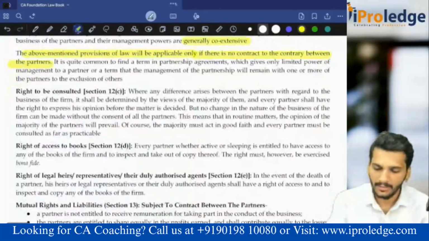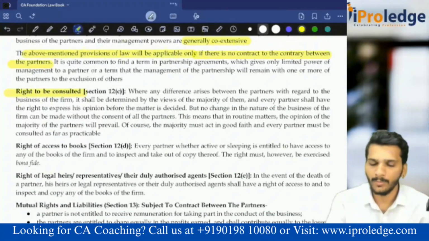Then right to be consulted. What do you mean by right to be consulted? What is this?